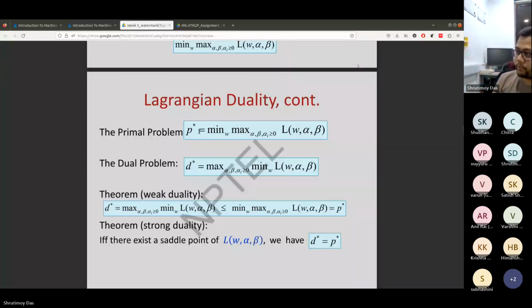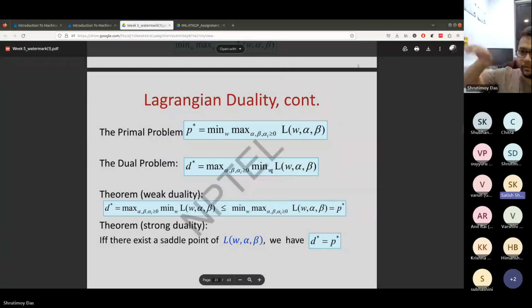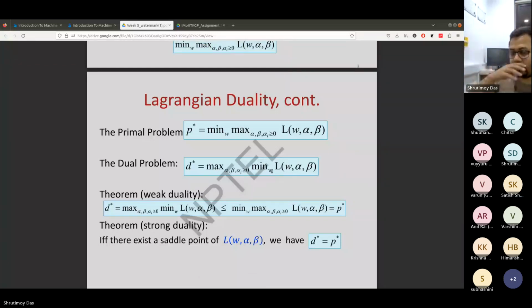So if your primal was like max and min, your dual might have been min and max, because minimizing one and maximizing the other should be the same, or the other way around. Okay. Thank you.